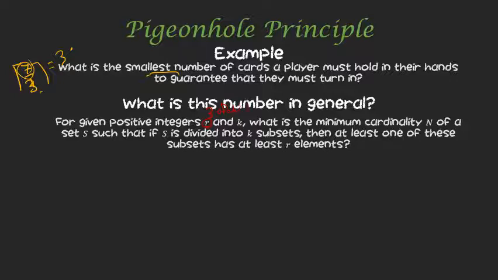All right, 3 of a kind. k was the number of different kinds. There were 3 different types of cards. And we wanted to know how many it takes to get 3 of a kind. So what's the minimum cardinality n? That's the smallest number of cards, so the set of cards would be my S, such that if we divide S into our k subsets, so there's k coming back again, the number of types, then at least one of these subsets has at least r elements, at least 3 of a kind.